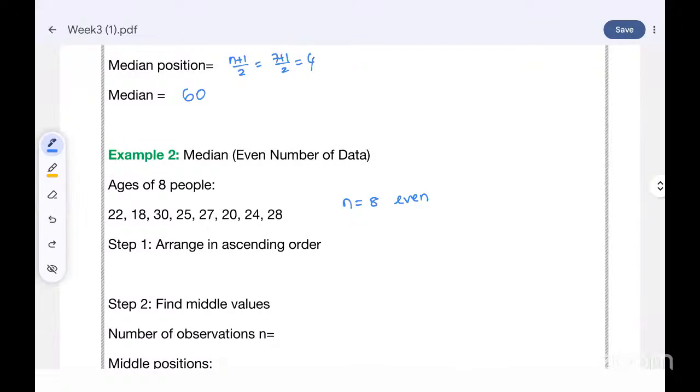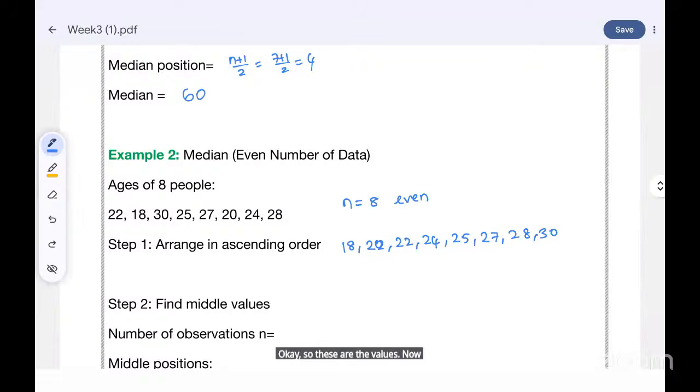18, 20, 18, 22, 20, 18, 22, 24, 28, 20, 30. 20, 20, 22, 24, 25, 25, 27, 28, 27, 28, 30, 30. Okay, so these are the values.